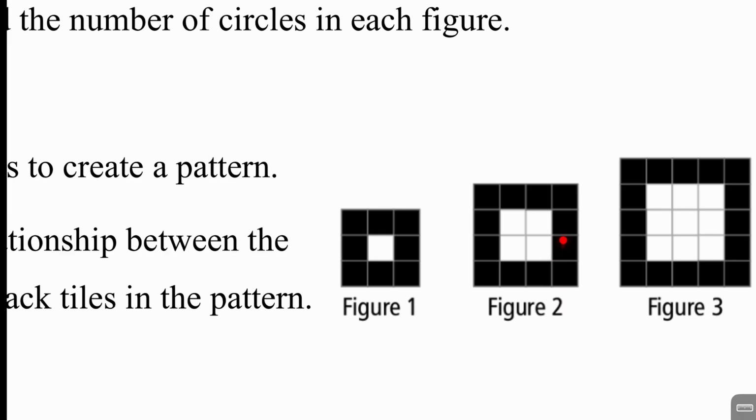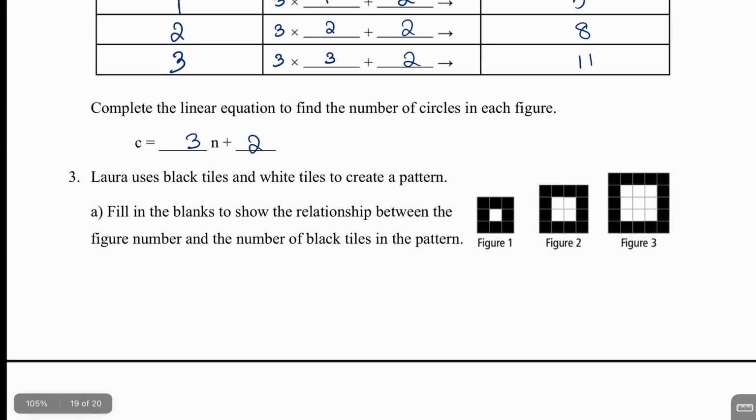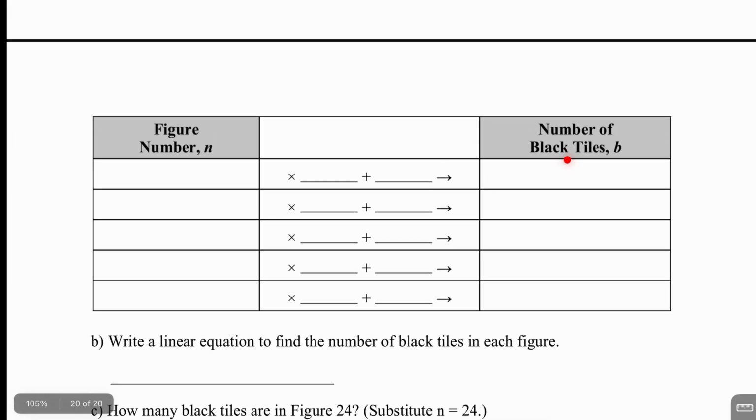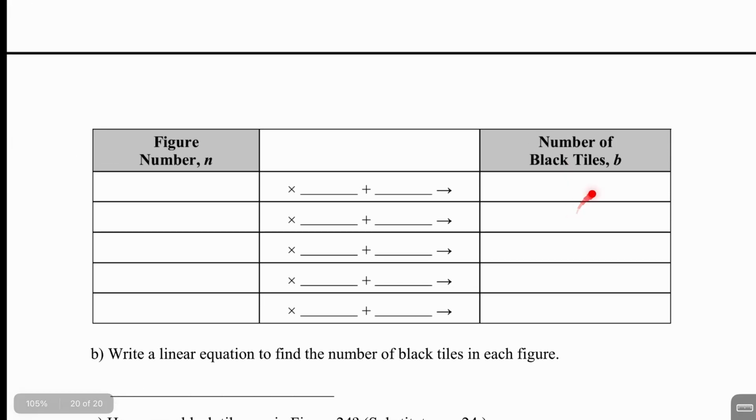1, 2, 3, 4, 5, 6, 7, 8, 9, 10, 11, 12 black tiles in the second figure. And you have to write down these values over here: the number of black tiles, which is represented by the letter B, and the figure number over here. So you have to repeat the same procedure we adopted in the previous question, and complete this table. And you might have noticed we have 5 rows.